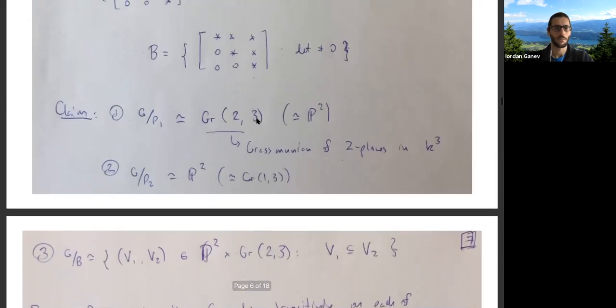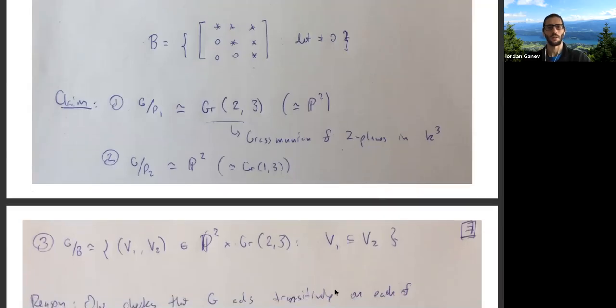And for this last subgroup of upper triangular matrices, the quotient can be identified with the following. It's the set of all pairs V1 and V2, where V1 is a line in K3 and V2 is a two-plane in K3. So something in the Grassmannian 1,3 and something in the Grassmannian 2,3. But not just any pair. We have the condition that the line is contained in the plane.